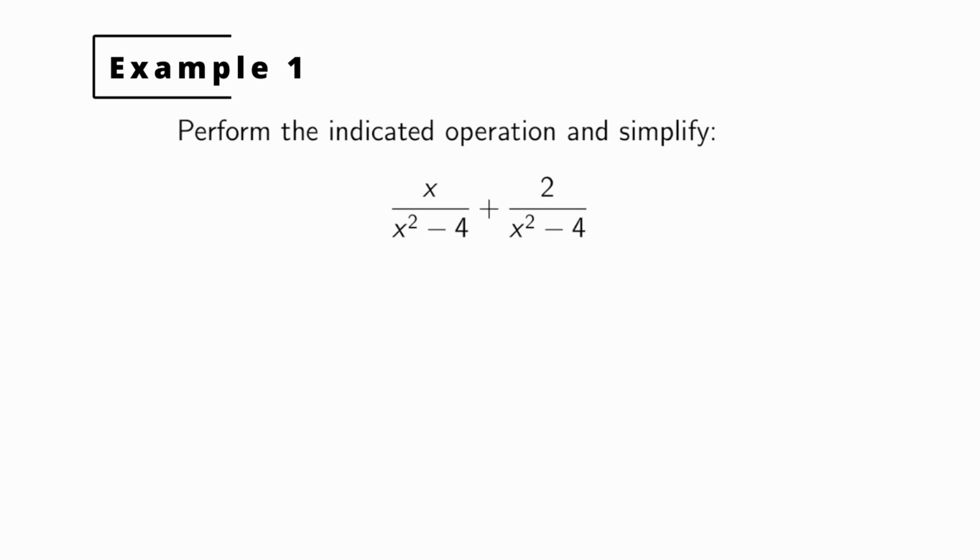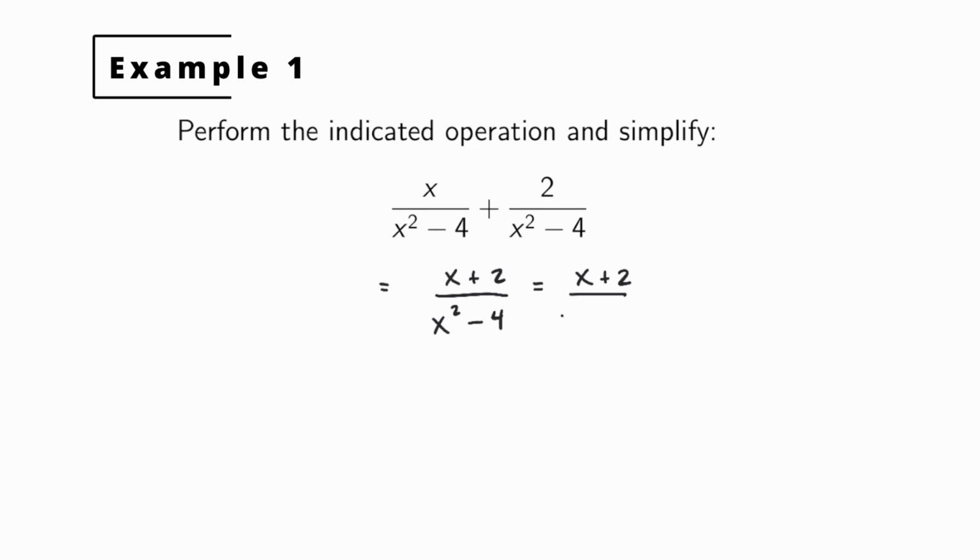To add these two rational expressions, we simply add up their numerators. So this will be equal to x plus 2, and we leave it over the same denominator. However, we're not finished. We need to simplify. So to simplify, we factor the polynomials in the numerator and denominator. The numerator is already factored. It's still x plus 2.